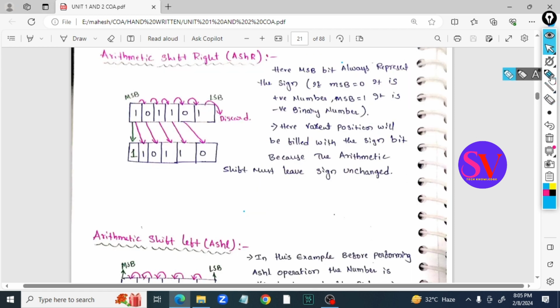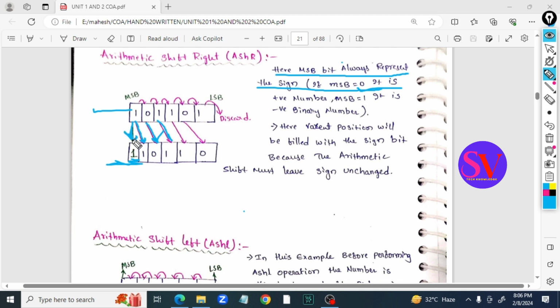Here we will discuss arithmetic shift right operation first. Here the MSB always represents the sign of the number. That is, if it is 0, it is a positive number, and if it is 1, it is negative. So in right shift, every bit will be shifted towards the right, and the sign bit remains the same. We are not going to discard this one, or replace it with 0. We must replace it with whatever the sign is.